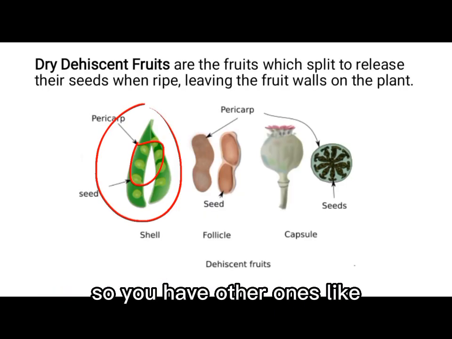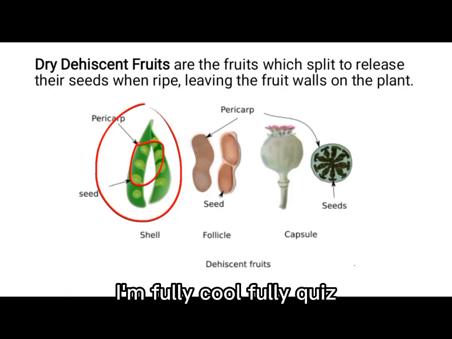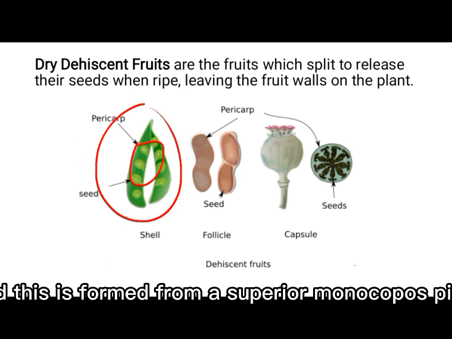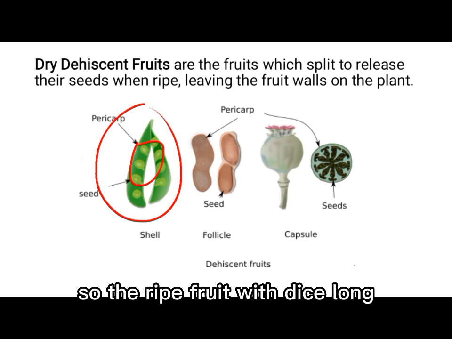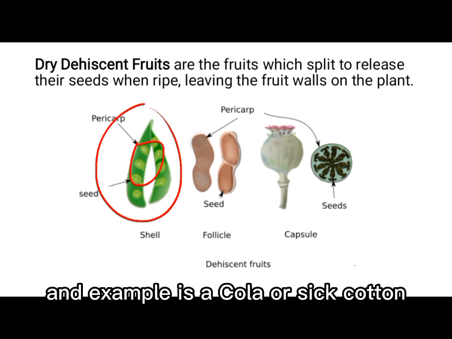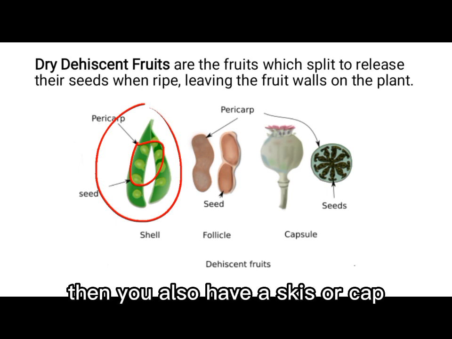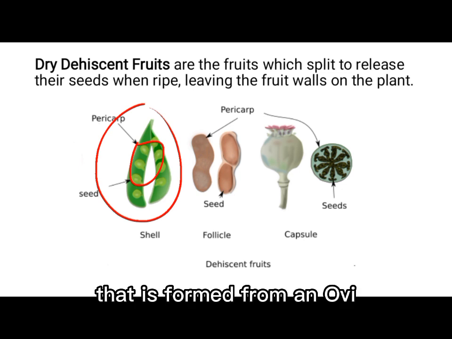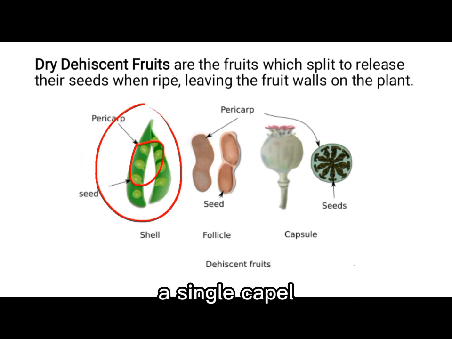So you have other ones like follicle. Follicle is another example of dry dehiscent fruit, and this is formed from a superior monocarpous pistil. The ripe fruit will split longitudinally on only one side. An example is cola or silk cotton. Then you also have schizocarp as an example of dry dehiscent fruit that is formed from an ovary that is made of one carpel, a single carpel.